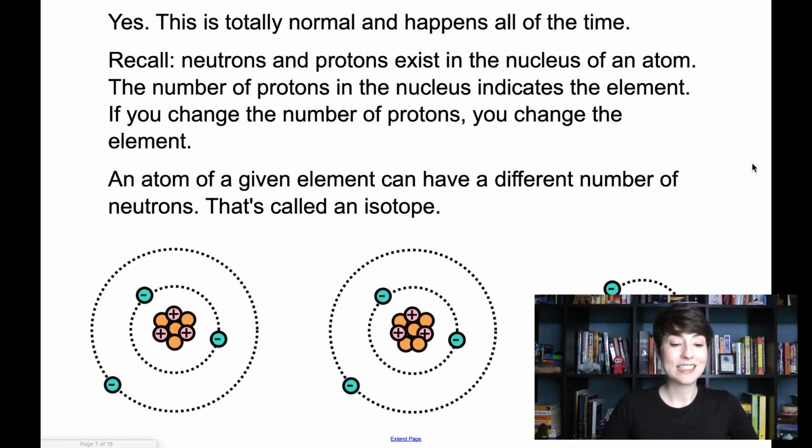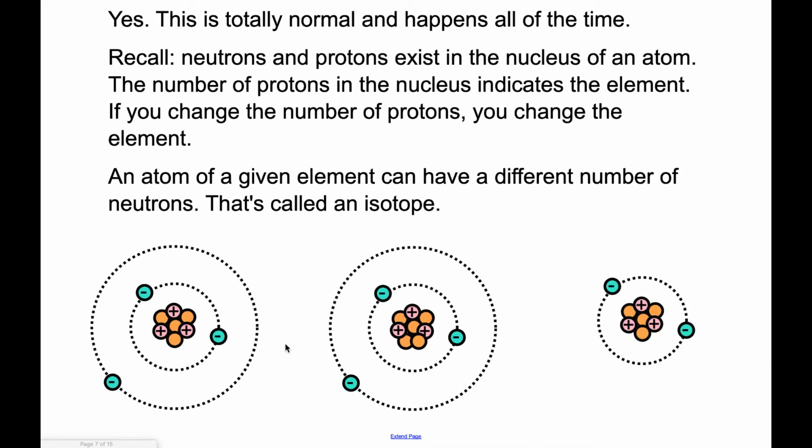Neutrons and protons exist in the nucleus of an atom. The number of protons in the nucleus tells you the type of atom that you're dealing with. If you change the number of protons, you change the atom that you're dealing with. An atom of any given element can have a different number of neutrons in the nucleus. That just changes the mass of a single atom. It doesn't change the element. It doesn't even change how that element reacts chemically.